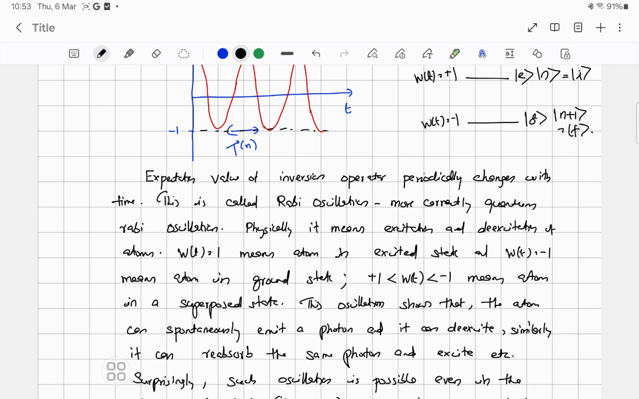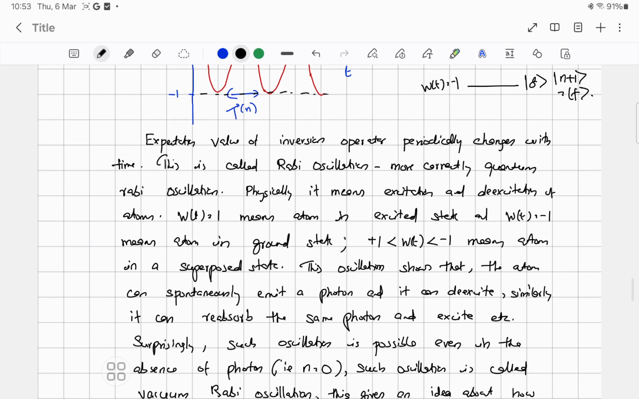W of t is always between plus 1 and minus 1. If it is between plus 1 and minus 1, that means the system is in the superposed state. This oscillation shows that the atom can spontaneously emit a photon and de-excite. Similarly, the atom can absorb a photon and excite. So you can see a spontaneous de-excitation as well as a spontaneous excitation in this kind of system.